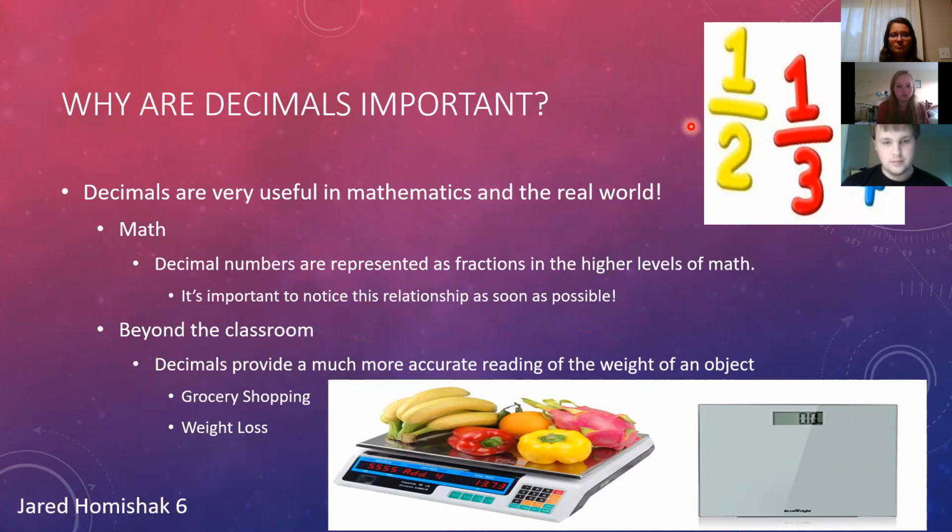Outside of the classroom, the most important thing that decimals do is that they can give you a much more accurate read of something. Like, for example, 250 and a half is much more accurate than 250 or 251. And with that in mind, it can really help you understand something, such as when you're grocery shopping, the exact weight. You want to know the exact weight because it will determine how much it costs. And with a budget, you don't want to overspend if you don't have to.